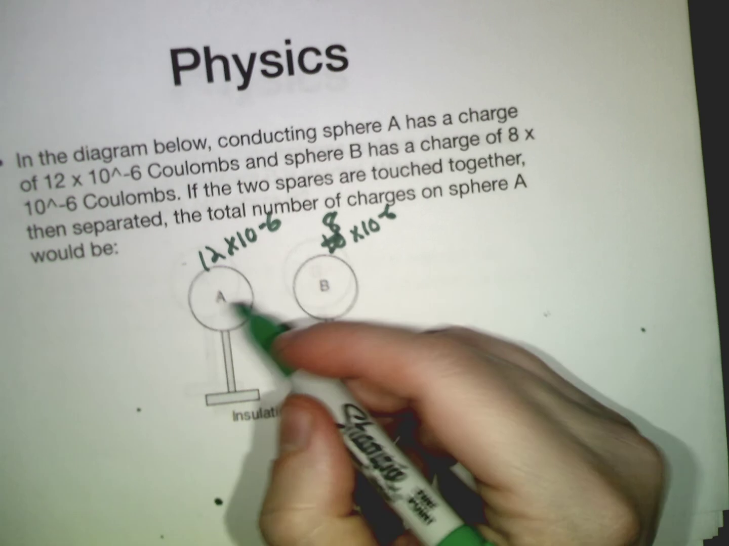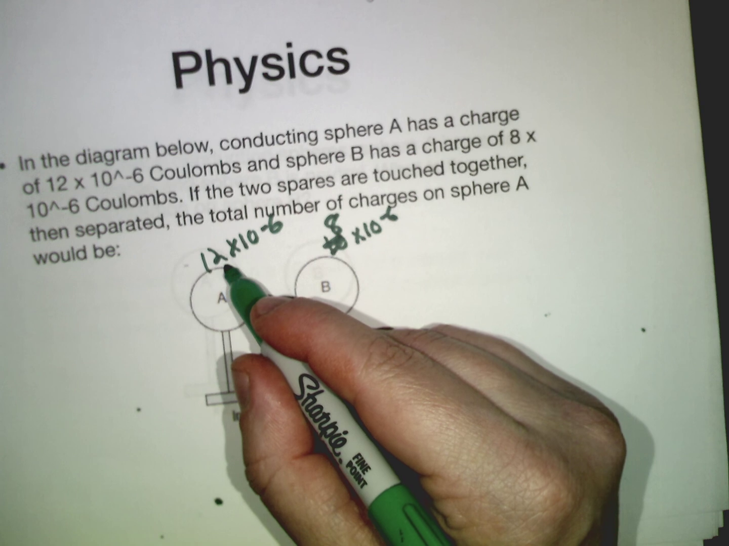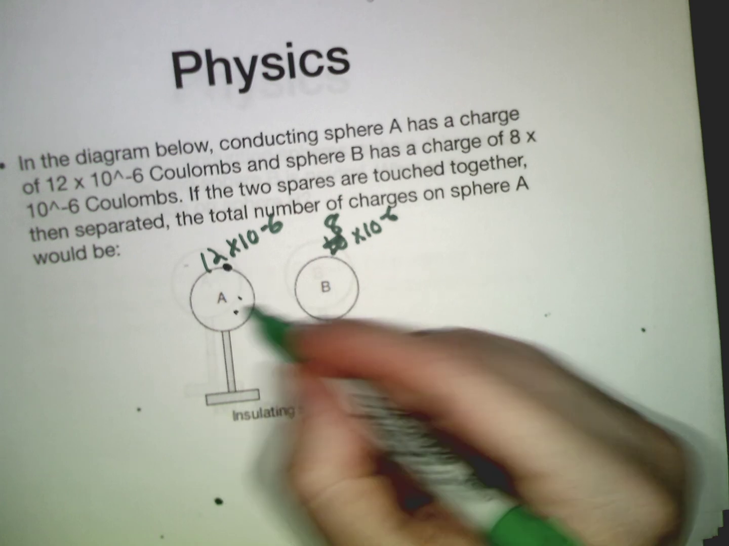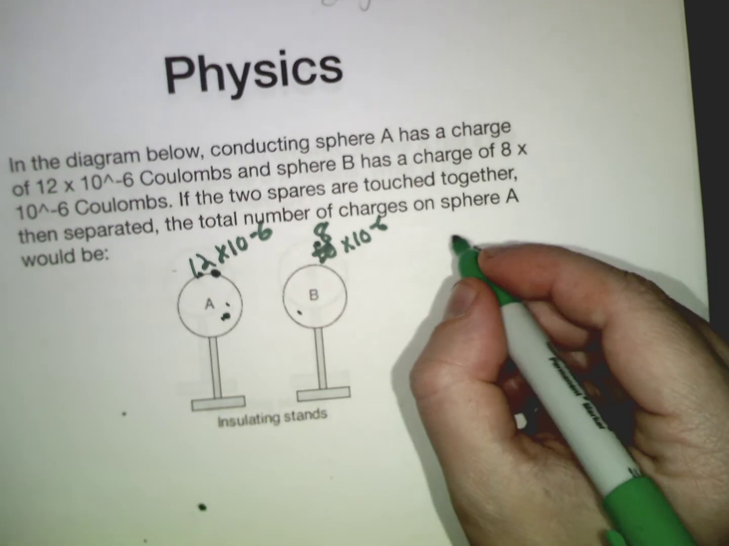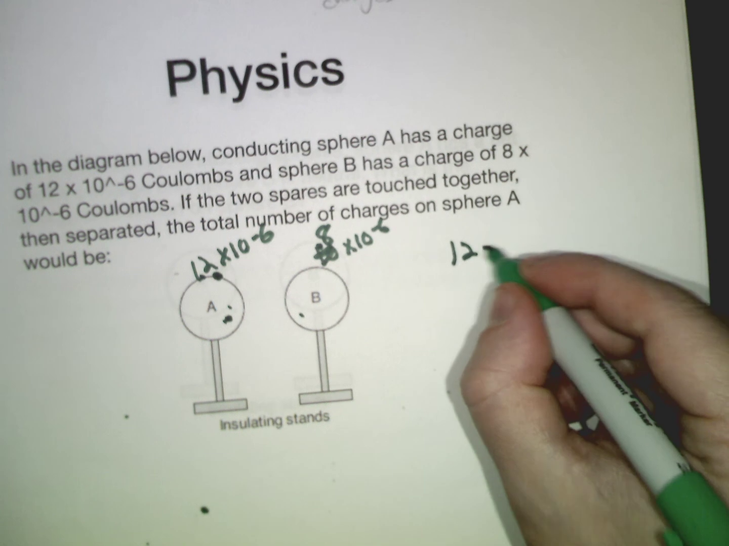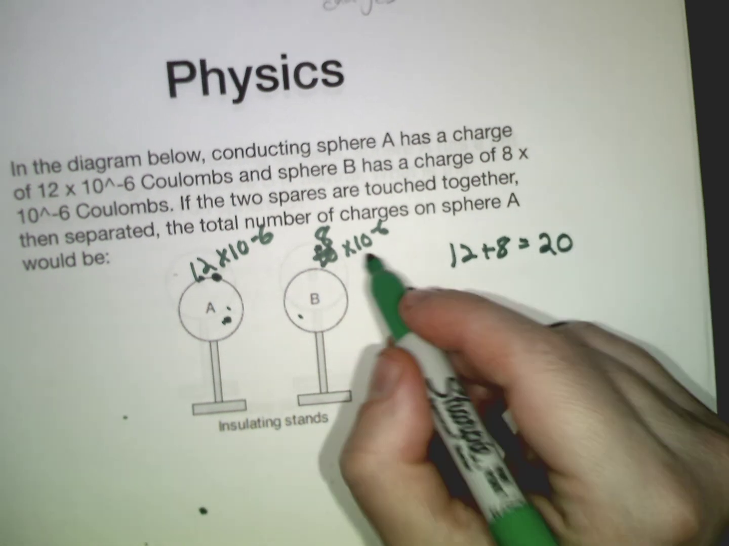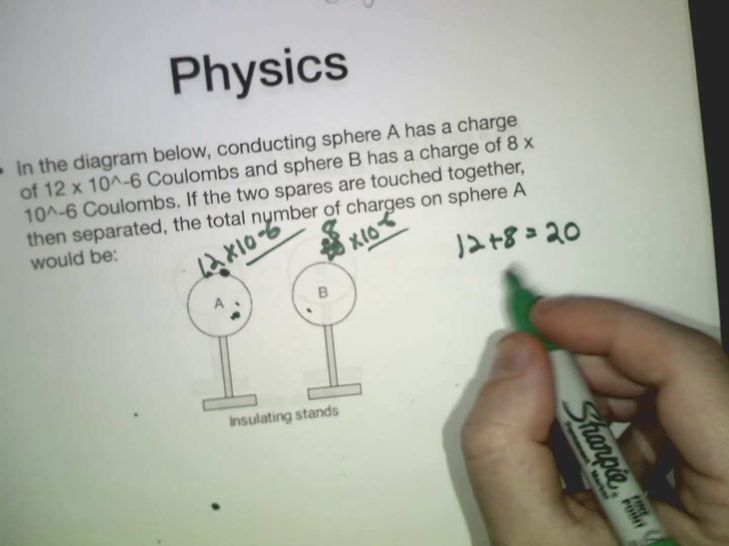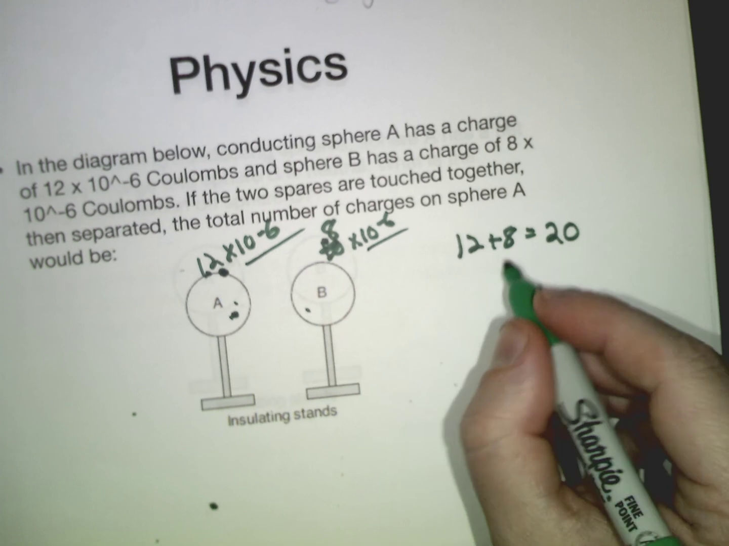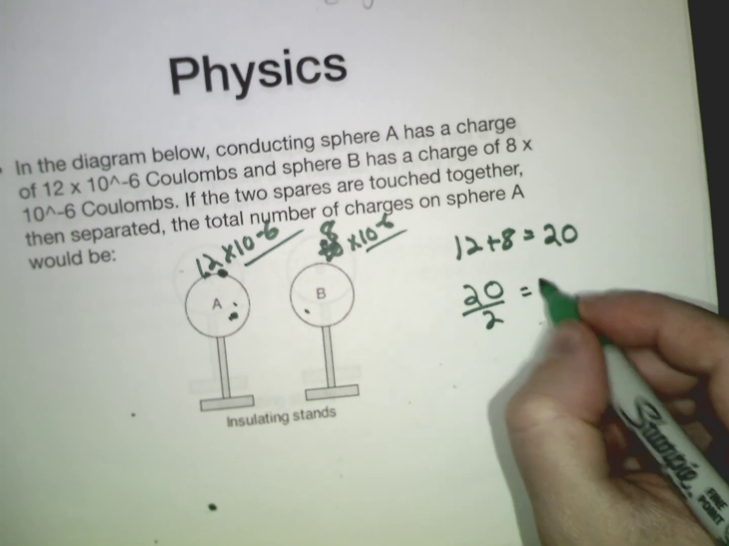So when you bring these together and they touch, electrons are going to flow, but the charges are going to balance out. 8 and 12, how do you figure this out? Well, it's really easy. 12 plus 8 equals 20. I'm going to leave these numbers out because they have the same exponents. It's the same thing on both of them. 12 plus 8 is 20, 20 divided by 2 is just 10.